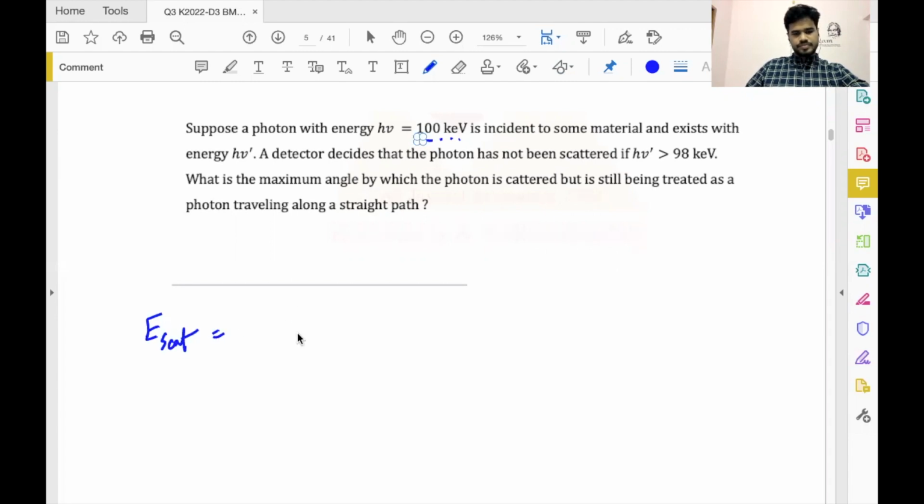Energy by... is it energy? Okay, the incident energy, E, by 1 upon E by m0 c squared, that is E by the rest mass energy of electron, and then into 1 minus cos theta. So, 1 minus cos theta.